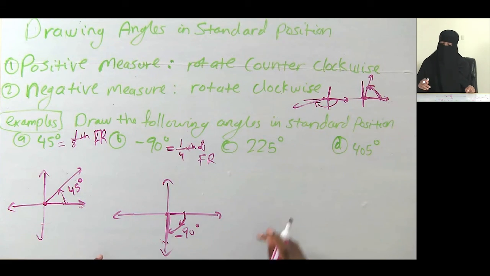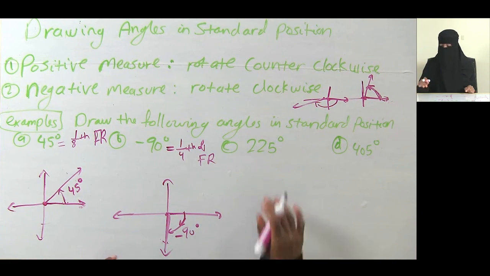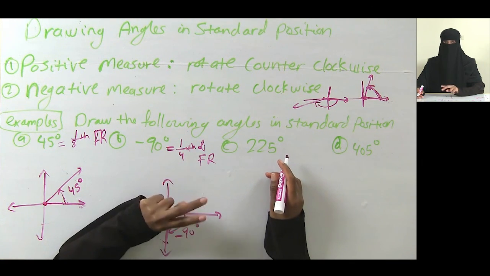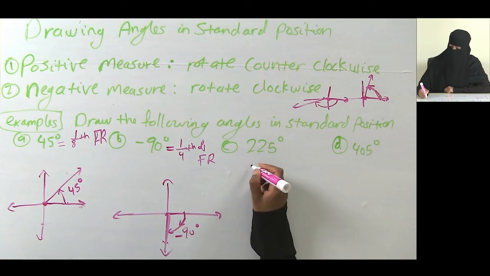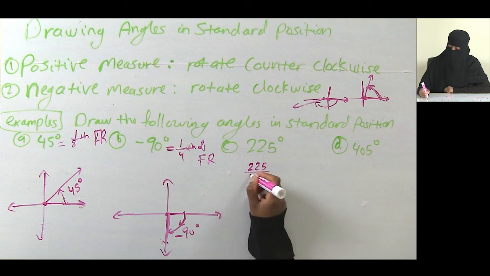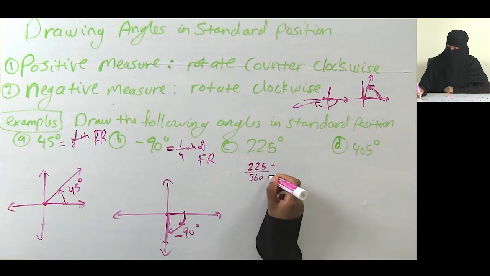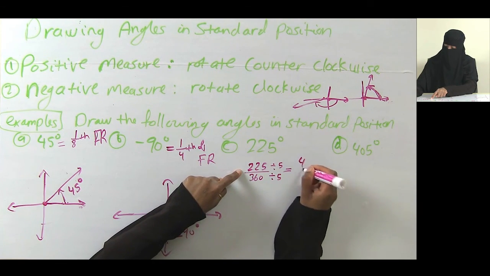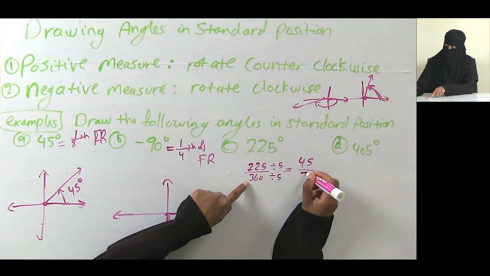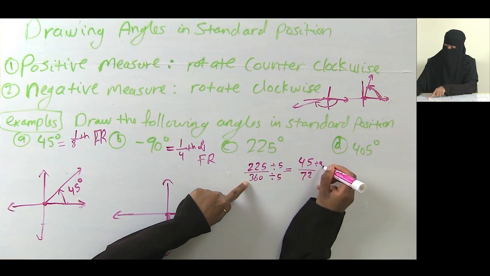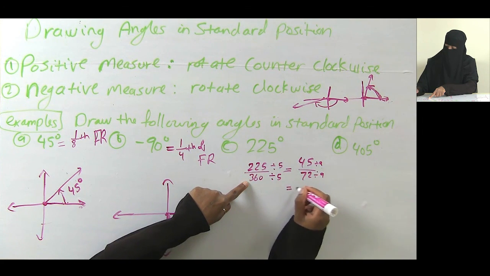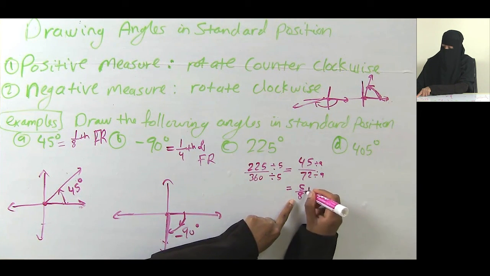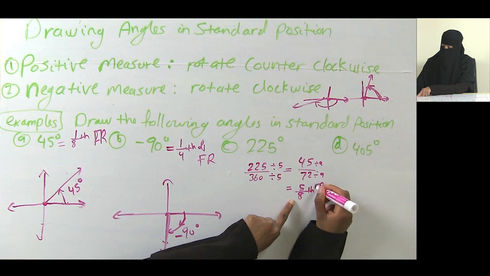Okay, couple more. So now we have 225. We want to figure out what's the fraction that we're dealing with in terms of a full circle. Well, we're going to go ahead and take 225 divided by 360. If we divide both of them by 5, here I'm going to be getting 45, and here I'm going to be getting 72. I divide both of them by 9, and I get 5/8. What does that mean? It basically means I need 5/8 of a full rotation.